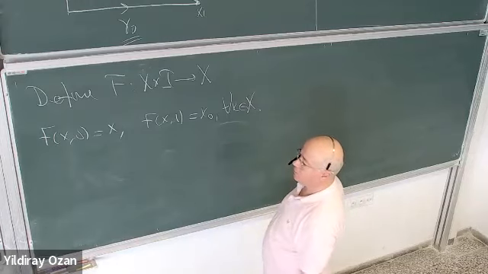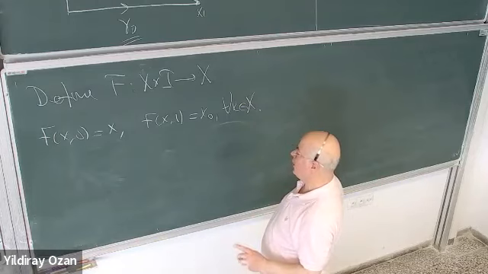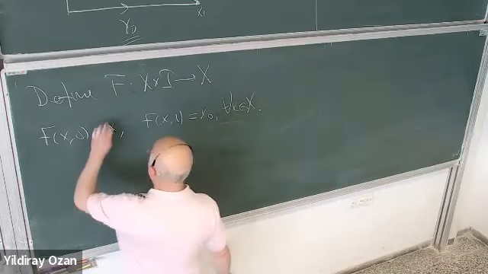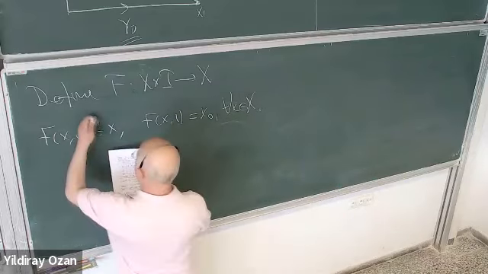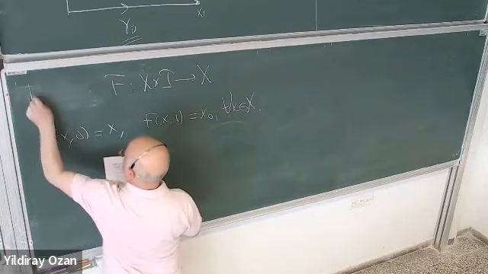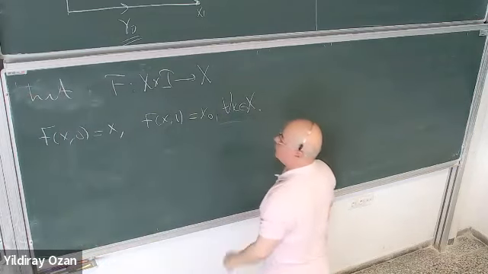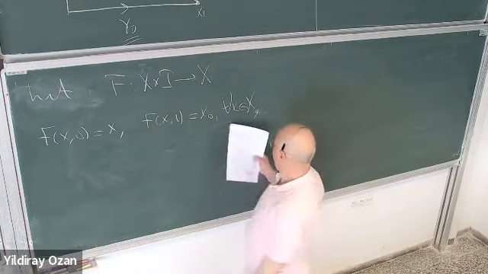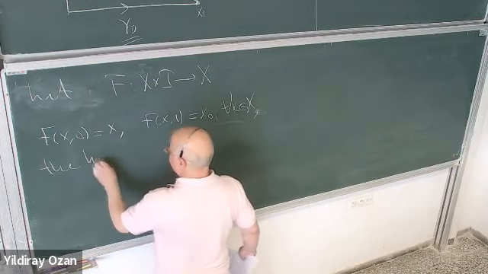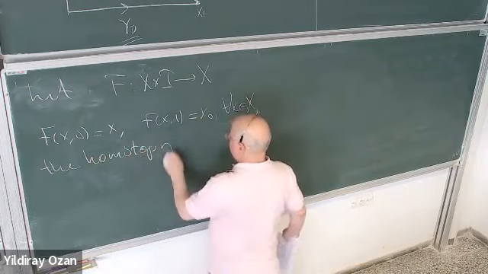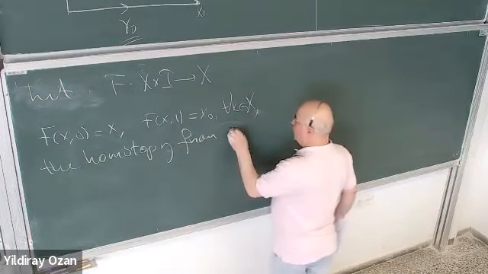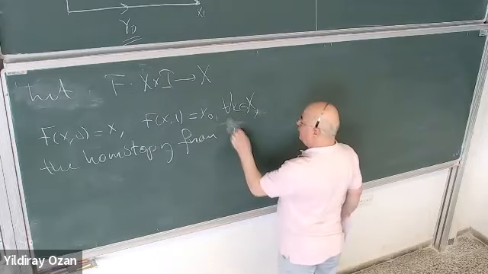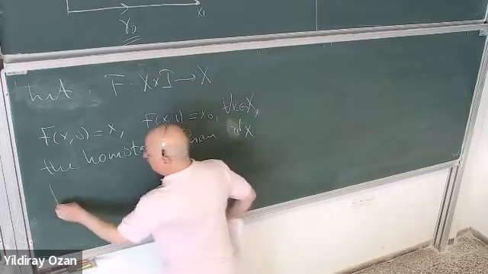Şimdi contractible olduğuna göre elimde böyle bir f var. Let, so this is the homotopy from identity function of x to the constant function.